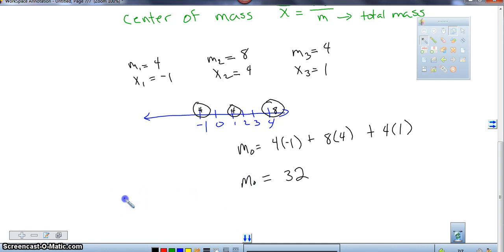So then the center of mass, or the x bar, is going to be 32 divided by the total mass. Well, 4 plus 4 plus 8 is 16. So it would be 2. And that's pretty much all you have to do with one-dimensional.